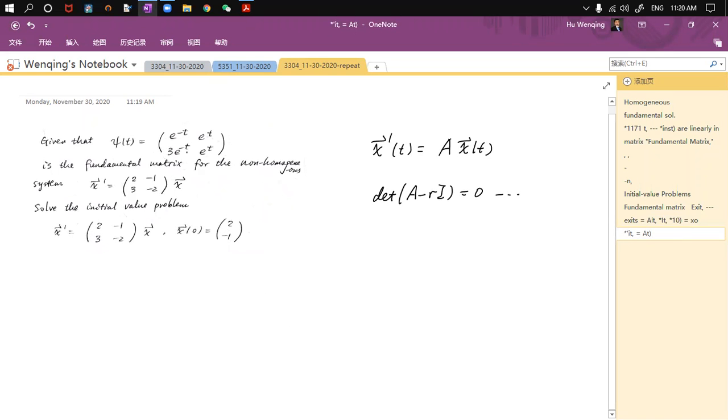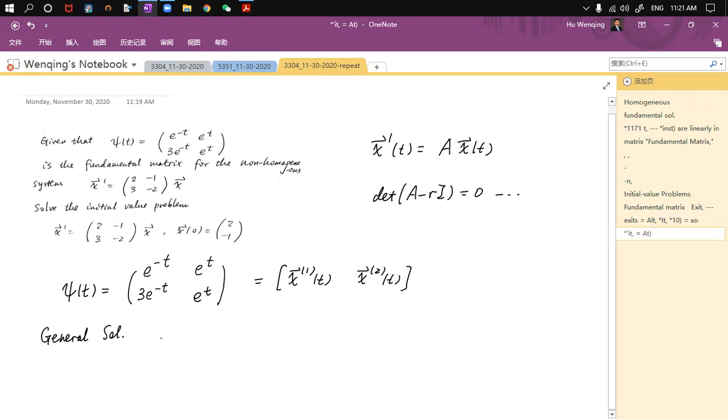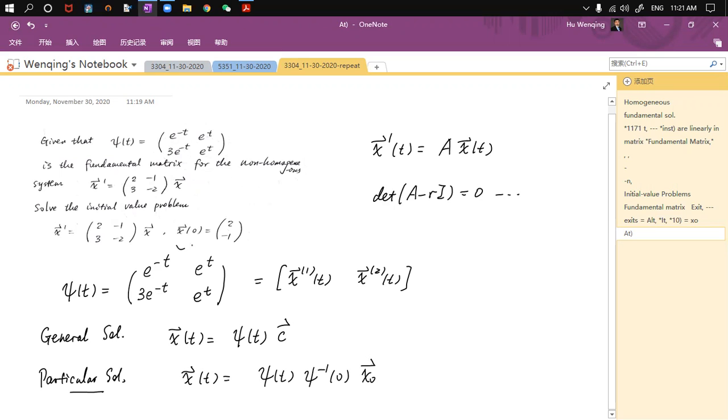Well, you don't, because here the fundamental matrix is given. That means psi of t is equal to e to the minus t, 3 times e to the minus t, and e to the t and e to the t. It means the first column is the first fundamental solution, and the second column is the second fundamental solution. So you actually know the two fundamental solutions. Once you know that, the general solution is found. The general solution is given by x of t is equal to psi of t multiplied by some vector c. And the particular solution is also found. It is going to be x of t is equal to psi of t, psi inverse of 0 multiplied by the initial condition.